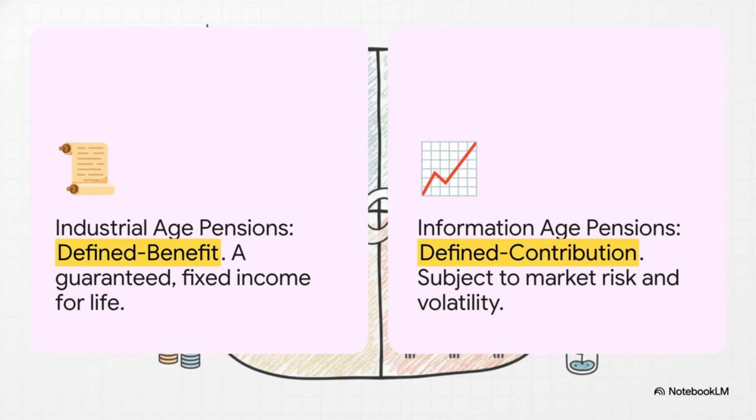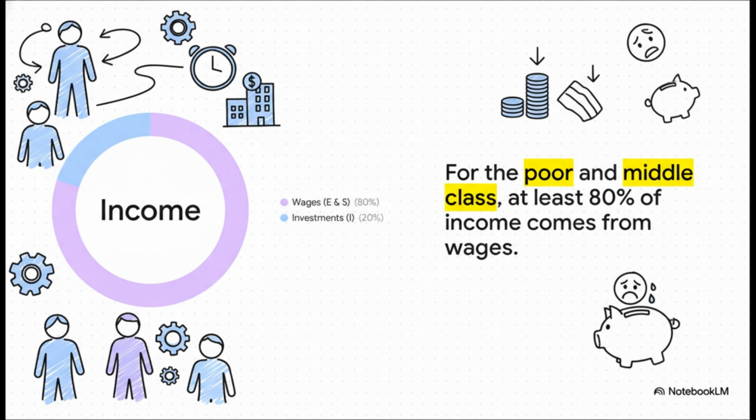All the risk is on you. You only get out what you put in, and its value is totally at the mercy of the stock market. That guarantee is vanished. So, what does this actually look like in the real world?